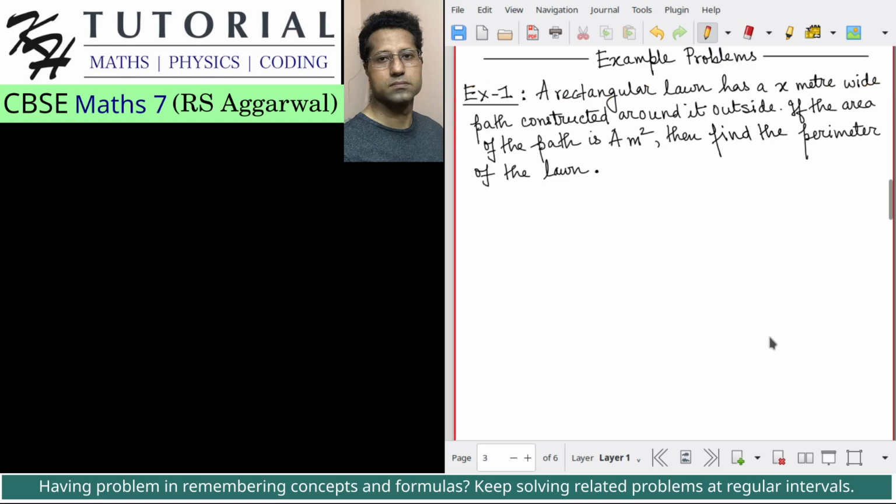The first problem says a rectangular lawn has an x meter wide path constructed around it outside. So the path is outside the rectangular lawn. If the area of the path is A meter square, find the perimeter of the lawn. So let's quickly draw the diagram.